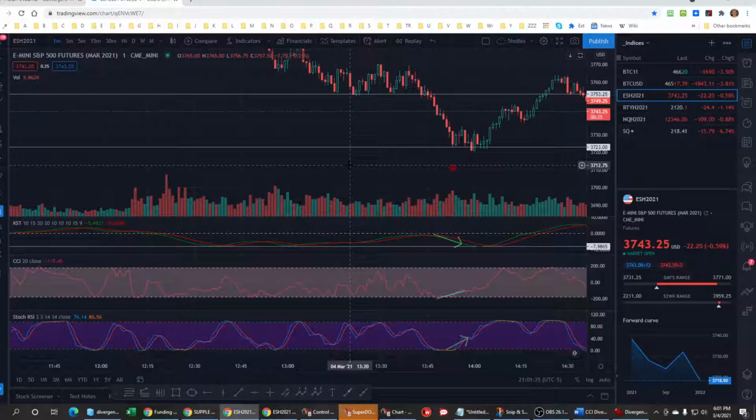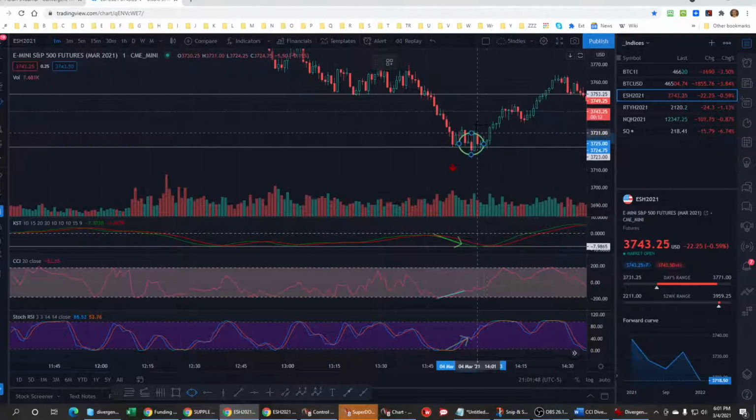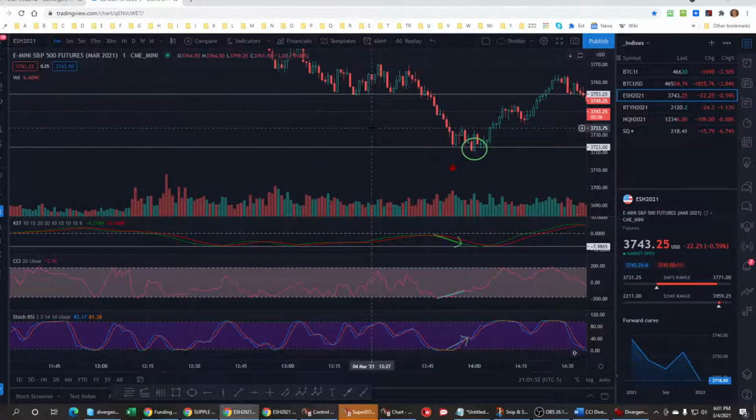All right, so with all of that in place, you're watching for the next low, which is this here. Okay, so there's your low. And that's a buy signal.